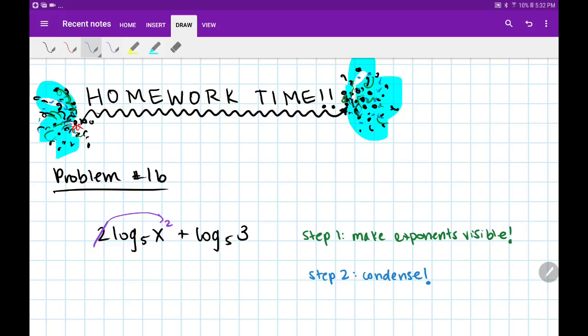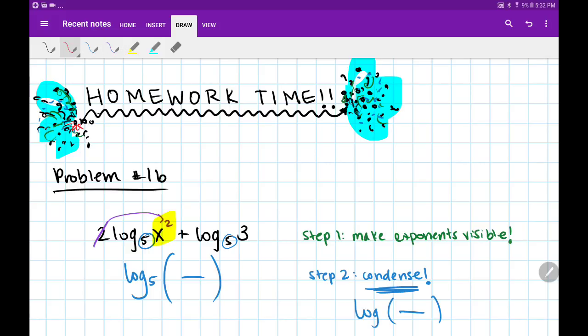Time to condense. Whenever you see the word condense, this is what you need to do. Write one big log and draw a line. Some stuff in the top, some stuff in the bottom. So I'm going to do that log. Hey, we have a base 5, so you need to write that in. Okay, now let's see what goes in the top. Well, x squared is going to be in the top.